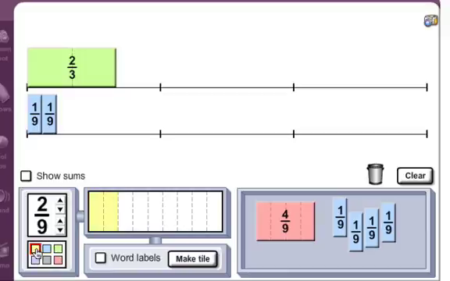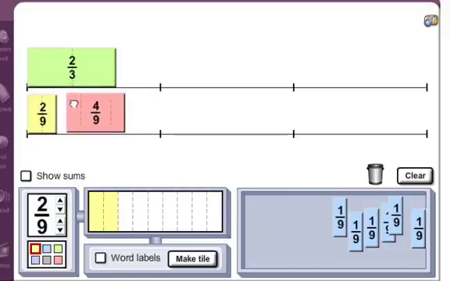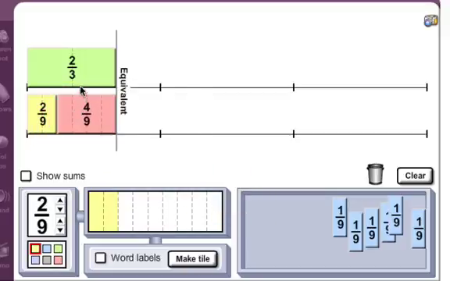And if I make another tile here, the difference between here, 2/3 and 4/9 is 2 ninths. And we can actually compare that here. So if we get rid of these, and we put in the 2 ninths and the 4 ninths, which is a total of 6 ninths, and we take away this 4 ninths, we're left with 2 ninths. So in other words, 2/3 take away 4 ninths is 2 ninths.